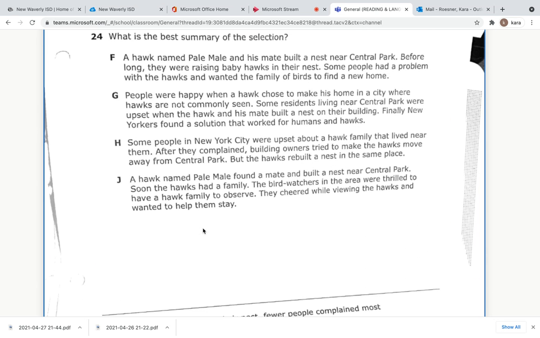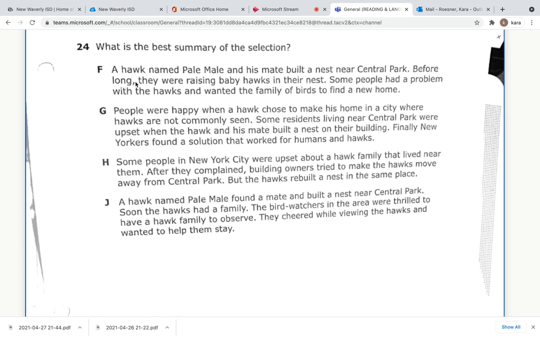24. What is the best summary of the selection? F, a hawk named Pell Mell and his mate built a nest near Central Park. Before long, they were raising baby hawks in their nest. Some people had a problem with the hawks and wanted the family of birds to find a new home. G, people were happy when a hawk chose to make his home in a city where hawks are not commonly seen. Some residents living near Central Park were upset when the hawk and his mate built a nest in their building. Finally, New Yorkers found a solution that worked for humans and hawks.